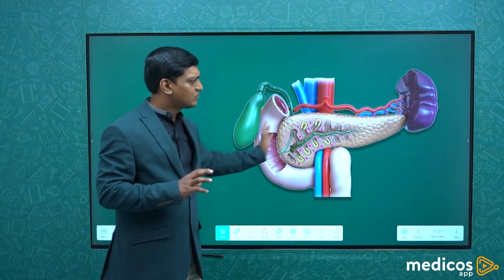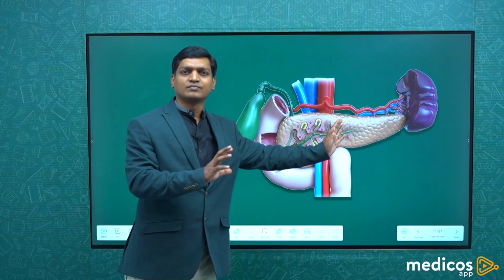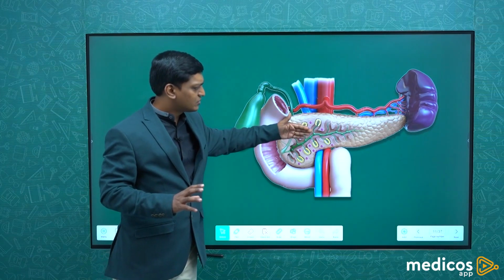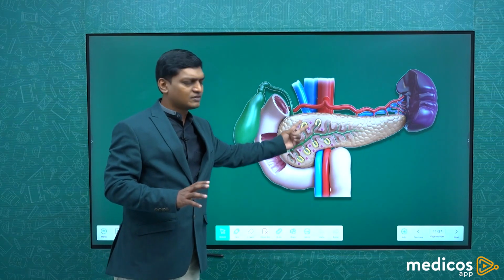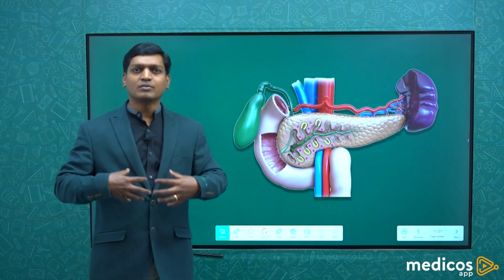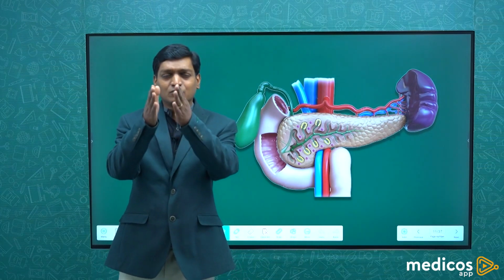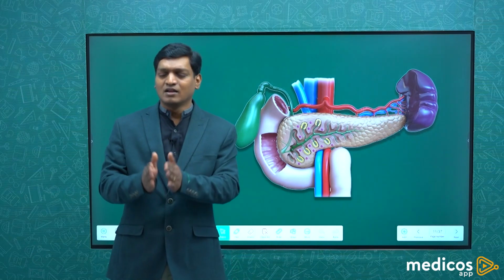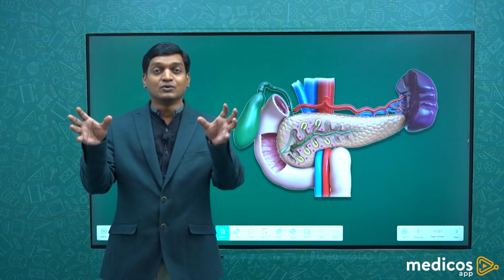So all these three things can be studied together. Why? Because if you see here, these three structures are just in front of the major vessels. In the posterior part of the abdomen, in the center, we have two major vessels. On the right side, inferior vena cava, on the left side, aorta. Just go lateral to that, you have kidney.